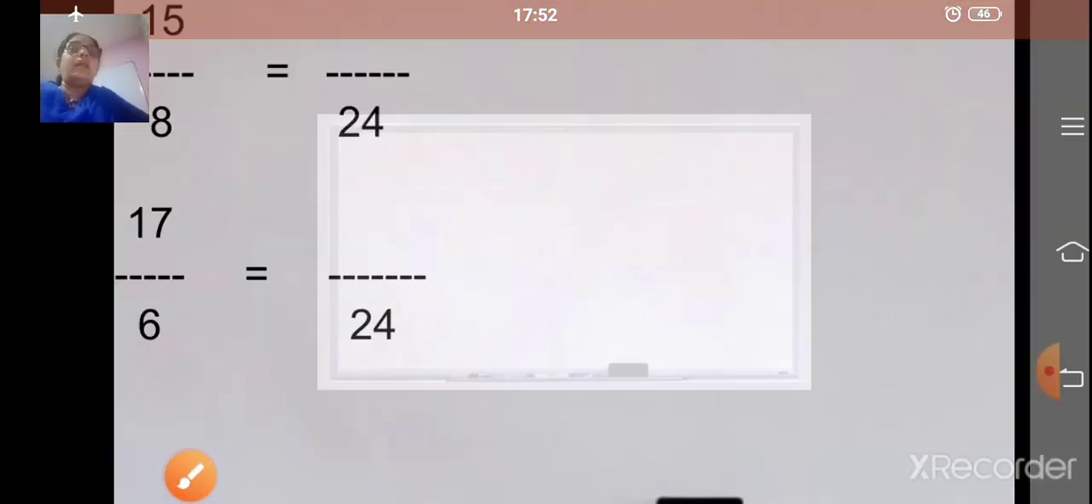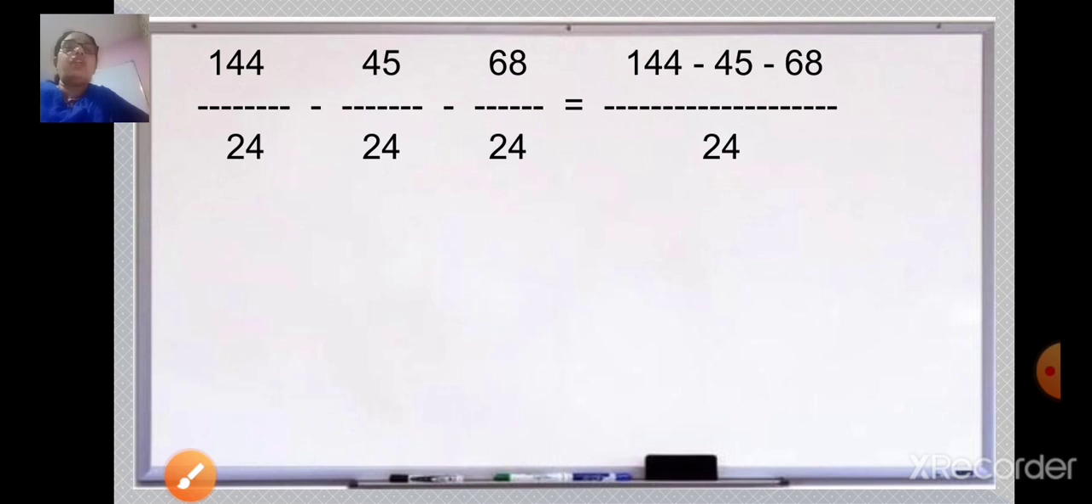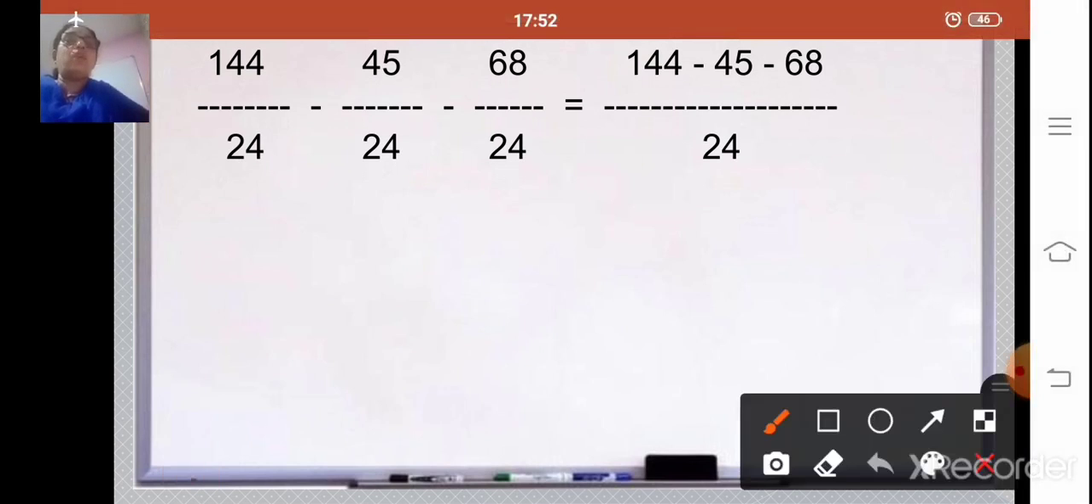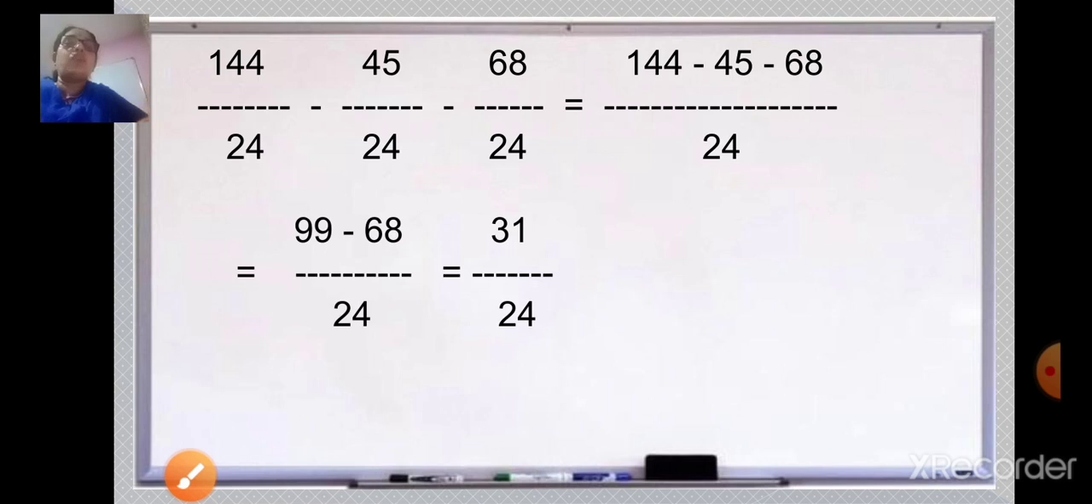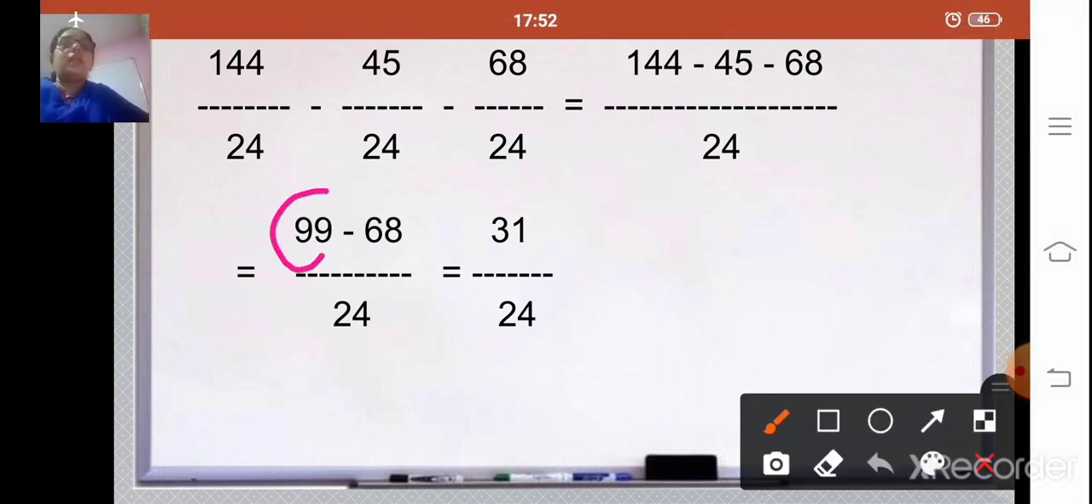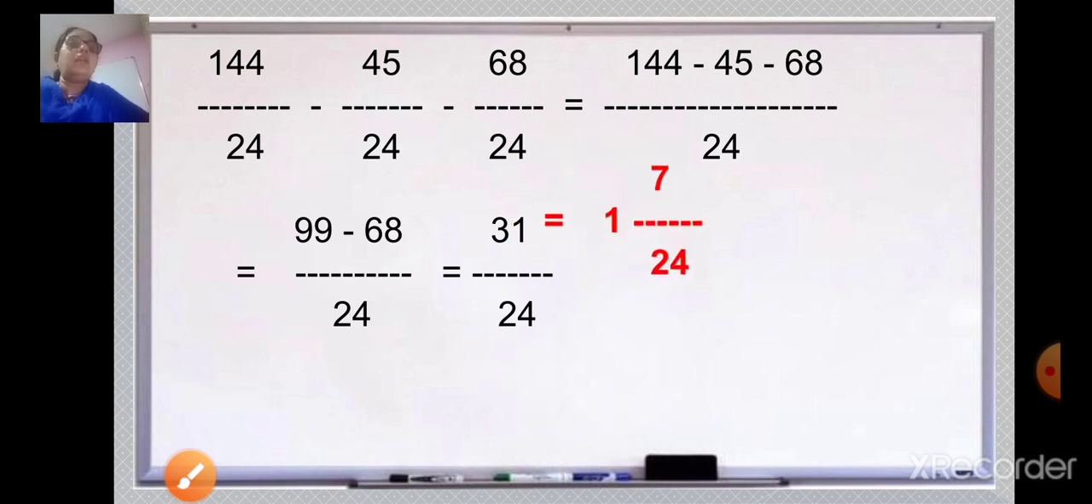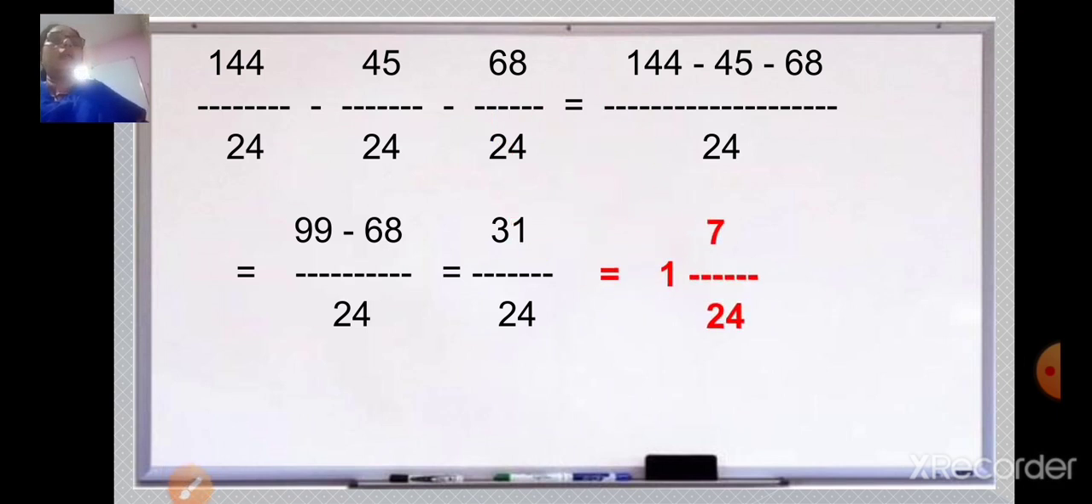Now here 144 upon 24 minus 45 upon 24 minus 68 upon 24. So you will subtract 144 minus 45 minus 68. When you subtract 144 minus 45, you'll get the answer as 99. Further minus 68 is 31 upon 24. And when you further divide 31 by 24, you'll get the answer as 1 whole 7 upon 24.